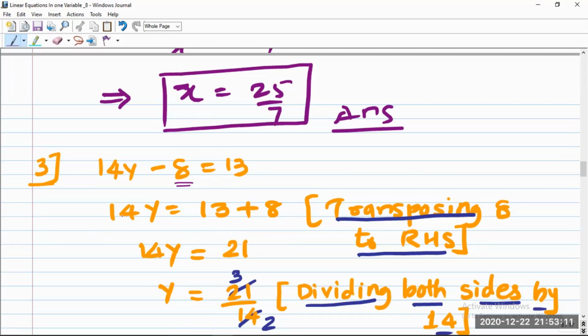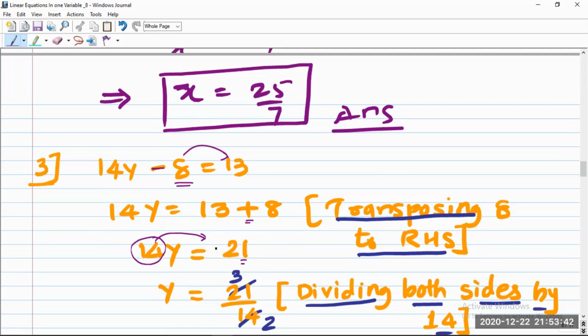So it will give us 14y equal to, since 8 is with a minus sign, if you want to take it to the right side, it will change its side and along with its sign. So minus 8 will become plus 8 on the right side. So 13 plus 8. And how much is 13 plus 8? It is 21. So 14y equal to 21. Again we have a constant with y. So that should also be removed. That should also be taken to the right side.